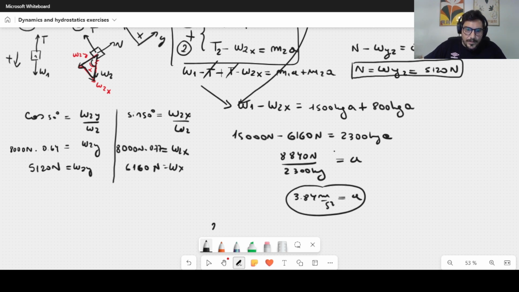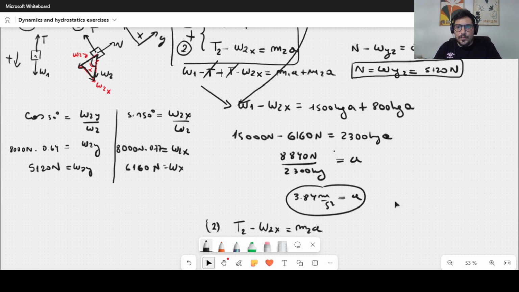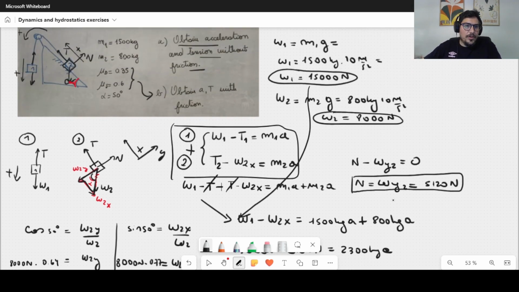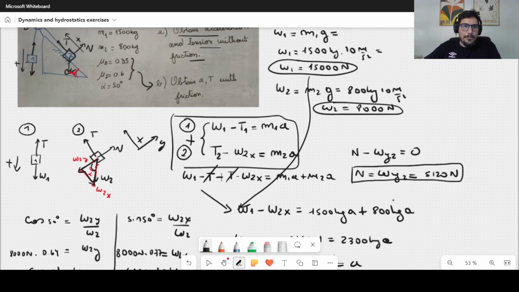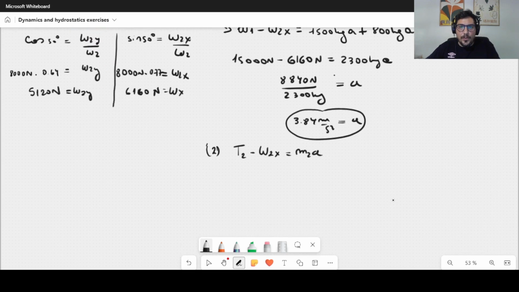For example, the second one, in the second equation, we have tension 2 minus weight 2 in x is mass 2 times acceleration. So remember that we obtain a positive value, which is the idea. You can use any reference frame, positive upwards or positive downwards, but we assumed that the system was accelerated anti-clockwise. Therefore, we obtain a positive value, which is coherent with our hypothesis. So tension 2 is equal to mass 2 times acceleration, 800 kilograms times acceleration, we know the value, plus weight 2 in x.